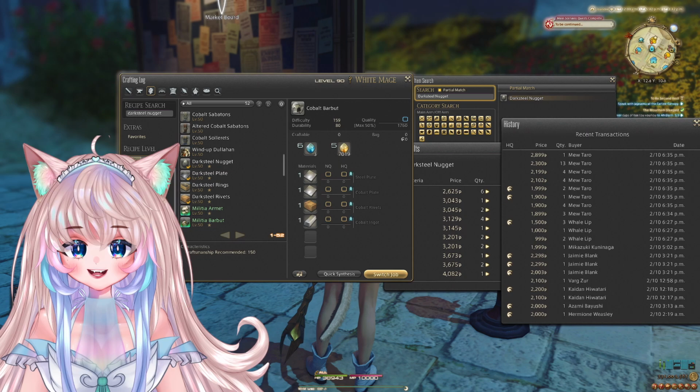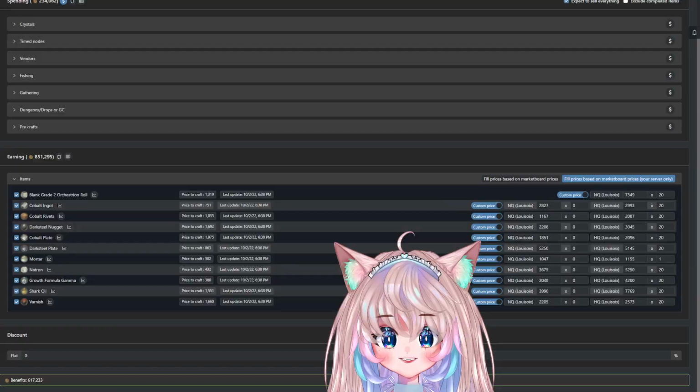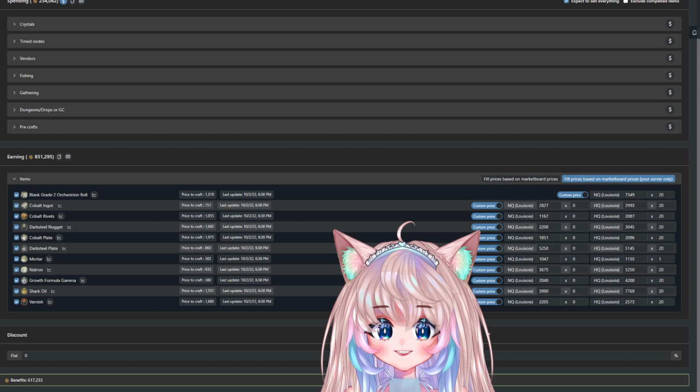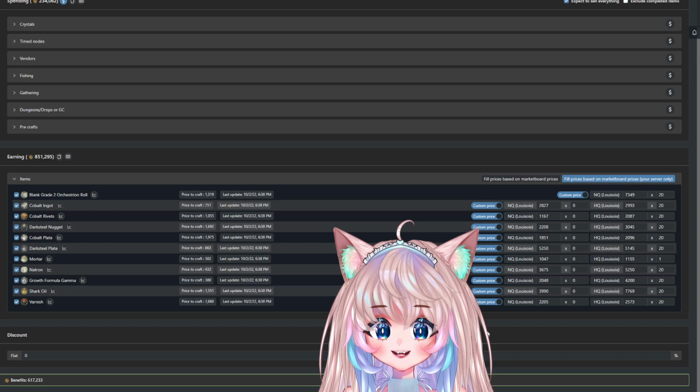And of course, I have a list, so let's quickly take a look at that. And here is the list. The cobalt ingot sells quite well, the cobalt rivets as well, but not as good as the cobalt ingot itself. The blank gray 2 orchestrion rolls, craftable at 1.3k, but sellable at 7.3k. And of course, the varnish, 1.6k, but you can sell so many at a time for just 2.2k.